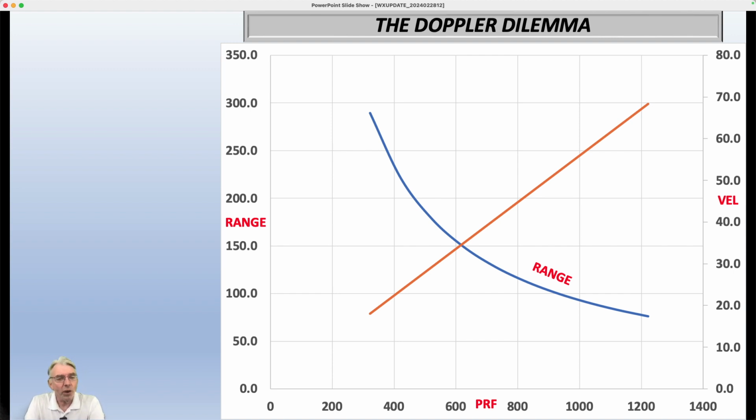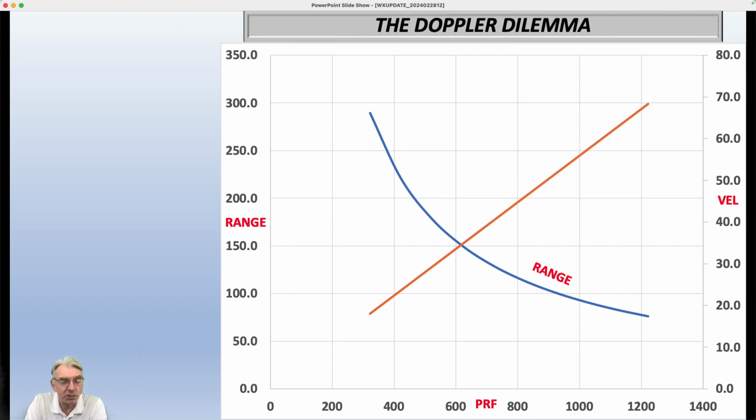But the greater the pulse repetition frequency, the greater the velocities you can measure. So notice here, when the PRF is about 300, we can detect winds of, and you have to look at this axis here, only about 15 miles per hour. But at 1200, you can detect winds of 70 miles per hour. But your maximum unambiguous range is only 75 miles at that point. So again, it's another one of these trade-offs that you can't get around.